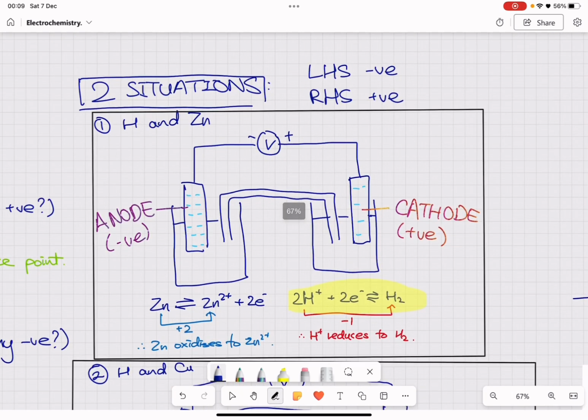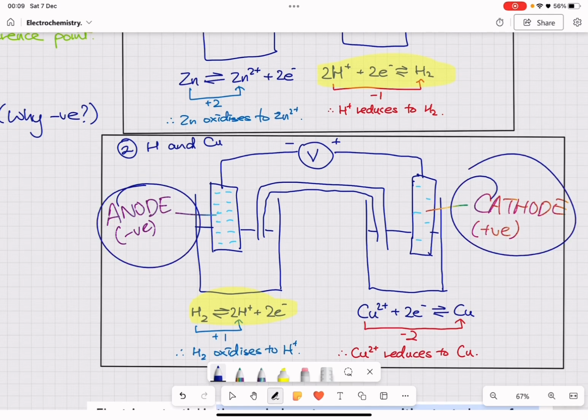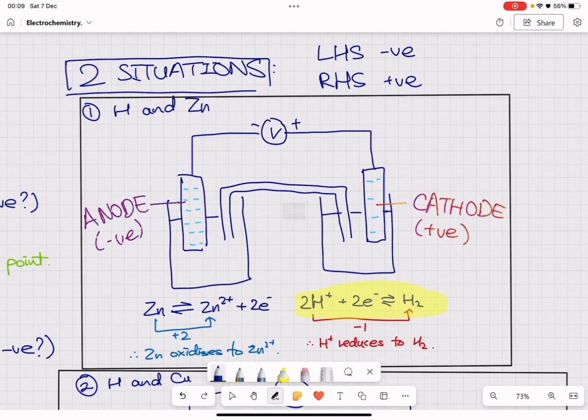What that actually means is that the left hand side will always have the anode, the right hand side will always have the cathode. And it's the same over here as well. Okay, now let's start. So for the first scenario, we have hydrogen and zinc. I placed zinc on my left hand side because zinc is the one that is going to oxidize itself, and hydrogen is on the right hand side because hydrogen reduces itself.